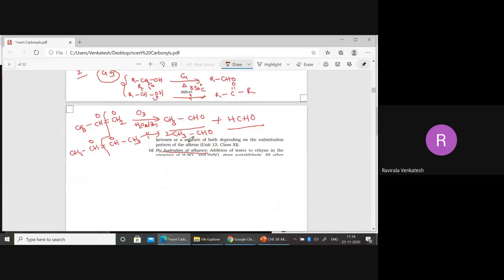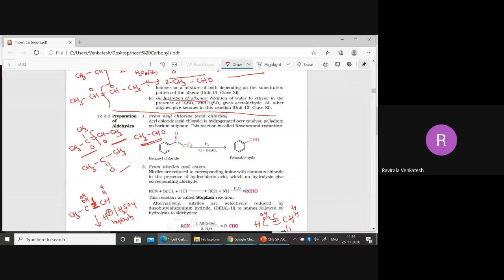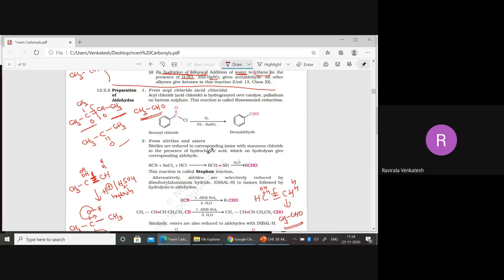Here, hydration of alkynes: triple bond, addition of water in presence of acid, H2SO4 or HgSO4. If you take ethyne, this is ethyne, it is giving acetaldehyde. Correct? So tomorrow we'll see the preparation of only aldehydes, and only ketones completely.